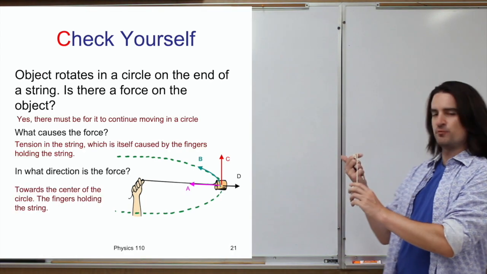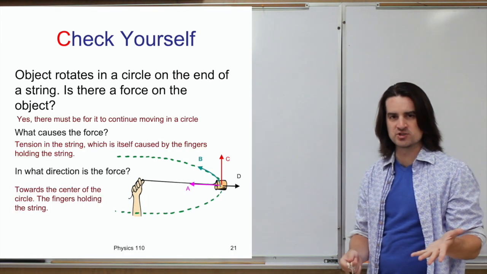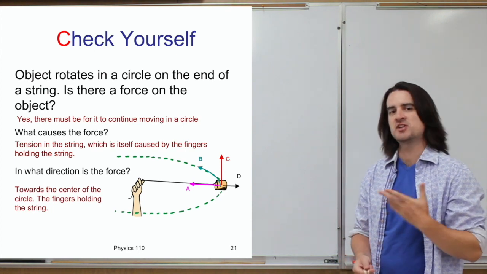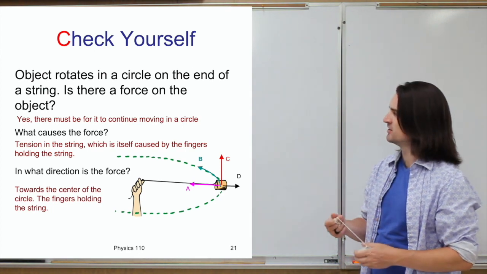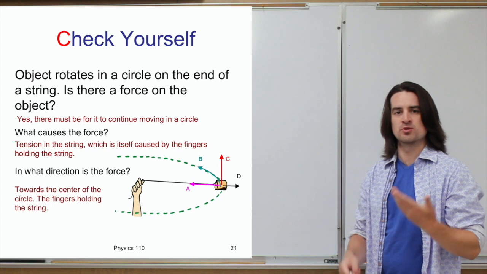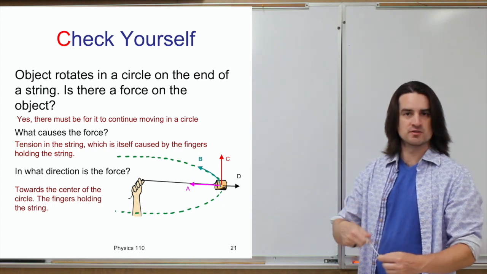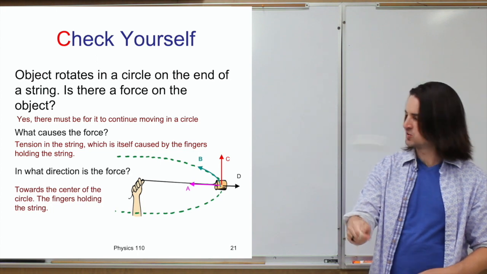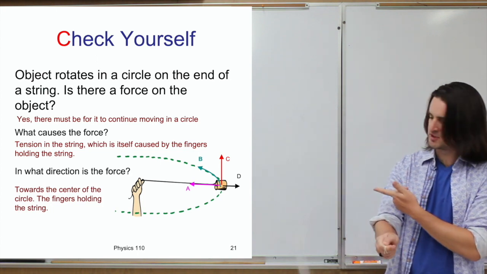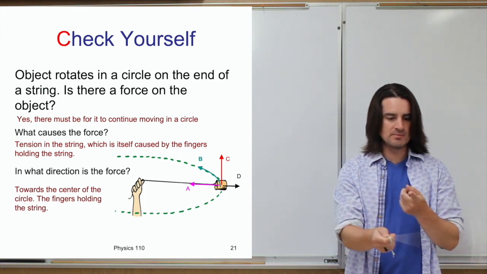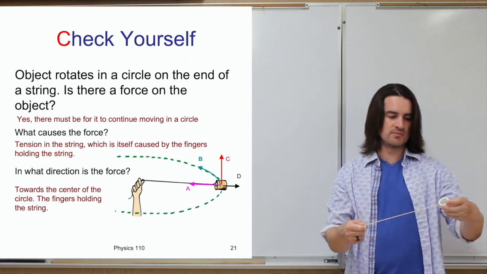Okay, so hopefully you said yes, there is a force. This is exactly what I just told you about in the last slide. There needs to be a force in order for this object to keep moving in a circle. So what is causing this force? Well, in the case of the thing that I'm holding right now, and in the picture here, the force on the object is from the string, right?